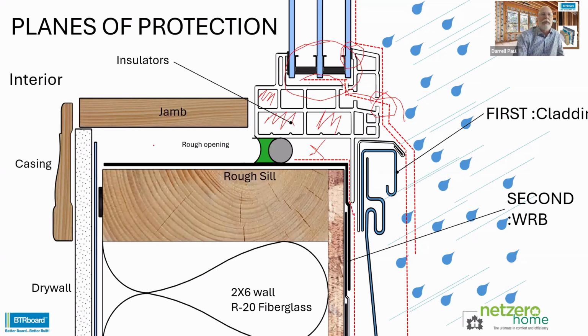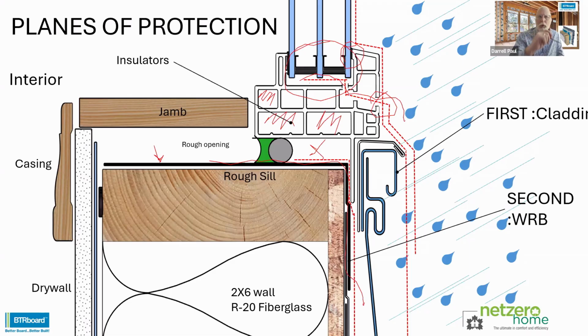So right here, this black line is our sill pan protection, protecting the rough sill. And it's directing the water back out and down and away from any sensitive materials. So ideally, that's part of our second plane of protection, and that kicks the water back out to the exterior.